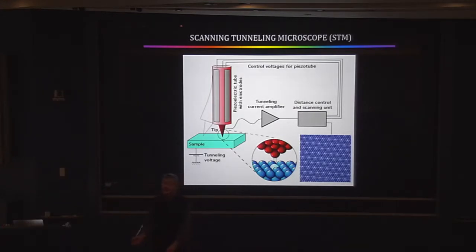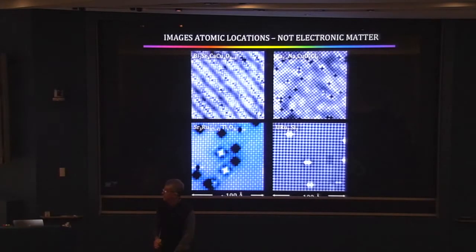So these machines already were commercialized by the 1990s, and they're wonderful for taking pictures of where atoms are in a material. These are bismuth atoms. These are calcium atoms. These are strontium atoms. And these are very interesting. They're uranium atoms. These machines, though, your commercial scanning tunneling microscope, image where the atoms are. It does not image the electronic matter.